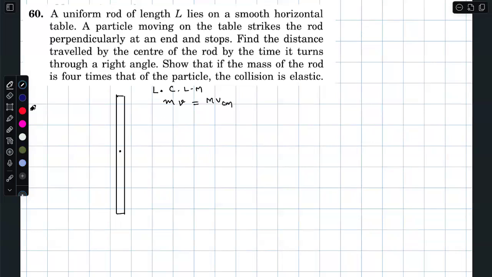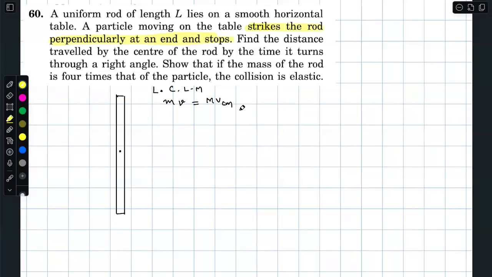mvcm. Sir, you are cheating. No, I'm not cheating. See, it strikes the rod perpendicularly at an end and stops. Distance traveled by the center of the rod by the time it turns through a right angle.